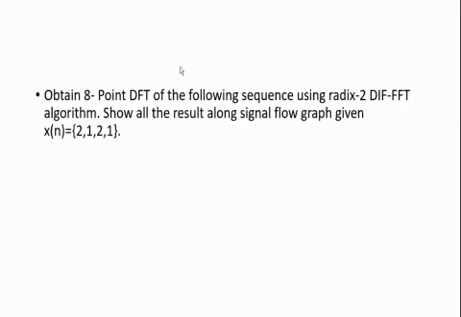As you are observing here, in x of n there are only 4 samples, but what should the length of the sequence be? It should be 8. What are you going to do? Very good. We're going to add zeros. In general, we're going to add 4 zeros. As a result, your x of n will become 2, 1, 2, 1 followed by 4 zeros. What you are now guessing is 100% correct. Now we're going to find the DFT of the given x of n, which is 2, 1, 2, 1, 0, 0, 0, 0, using the radix 2 DIF FFT algorithm.